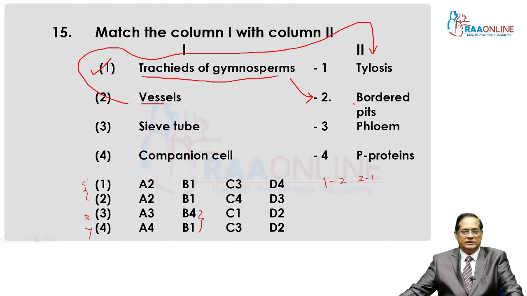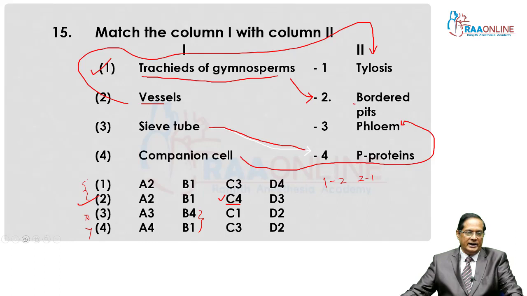So come to the third one, that is sieve tube. Sieve tubes are concerned with P proteins. Within them, P protein is present. The P indicates phloem protein. That is, C with 4 is the correct option. So definitely the companion cells are part of phloem. Hence the answer is second, not 1. Now the answer is quite clear.